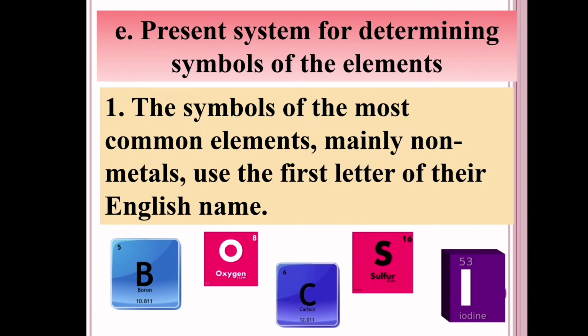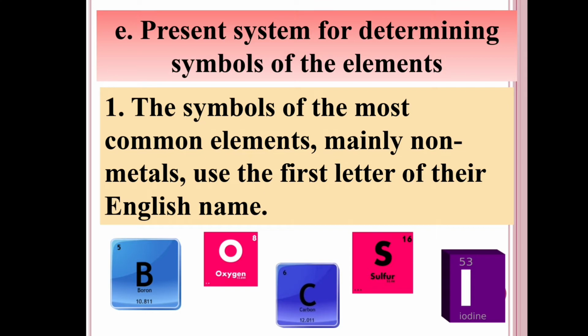Present system for determining symbols of elements. The symbols of the most common elements, mainly non-metals, use the first letter of their English name. In the example given below, you can see boron, oxygen, carbon, sulfur, and iodine.